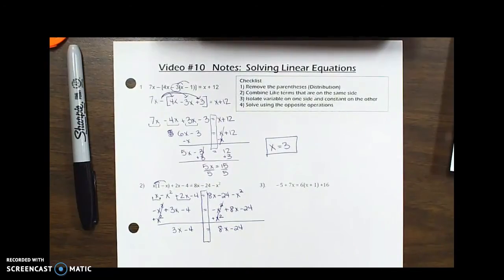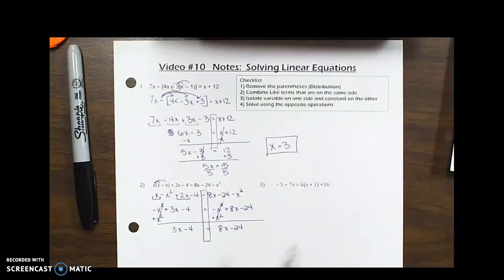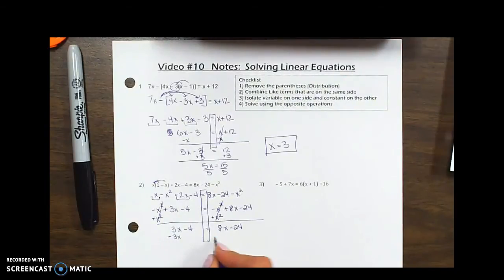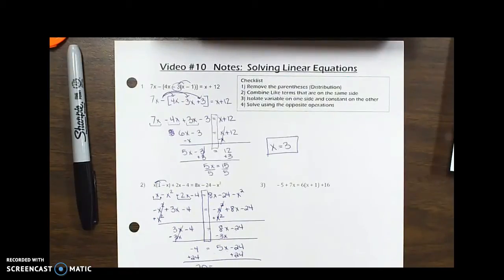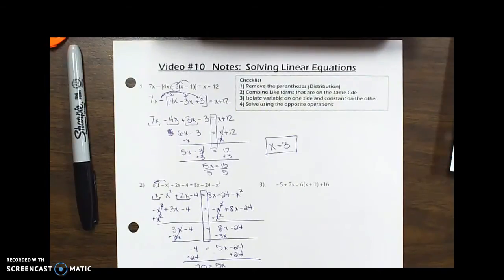Now I'm going to transpose. This time I'm going to transpose the x to the right-hand side. So I'm going to subtract 3x. So now I have -4 is equal to 5x minus 24. Now the x is on the right, which means I want my constant to go over to the left. So now I'm going to add 24 to the other side, and that gives me 20 is equal to 5x. Now my x is on one side, my constant's on the other. I'm just going to divide both sides by 5, and we get x to be equal to 4.